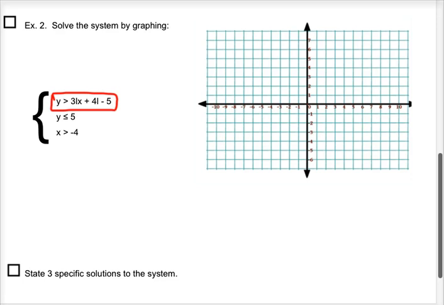So remember that x plus 4 is shifting it 4 to the left. Positive means to the left, and minus 5 means down. So my vertex is going to lie right there. And then remember, we follow our slope of 3. So up 3 over 1, up 3 over 1, up 3 over 1.